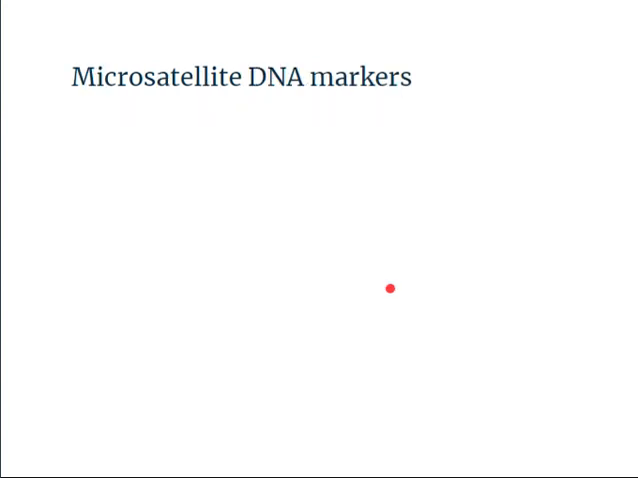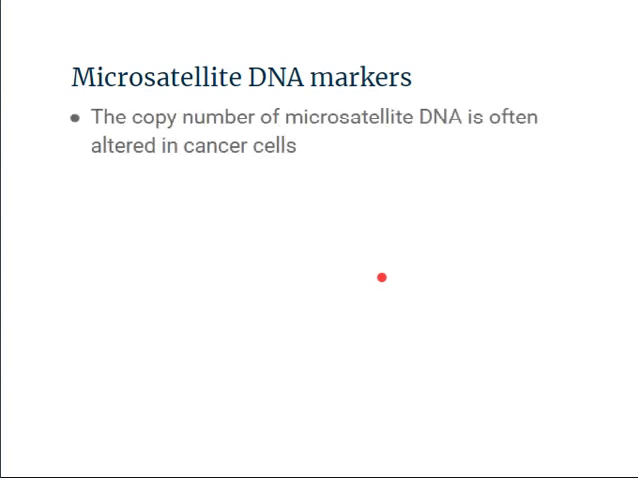Next is the microsatellite DNA markers. These can also be used as a method to detect the loss of heterozygosity. To recall, microsatellites are stretches of repetitive DNA sequences which are about 6 base pairs long and can be repeated 5 to 50 times. Thousands of such repeats can be found in the entire genomic length of the organism. So the number of microsatellites is altered in cancer cells.